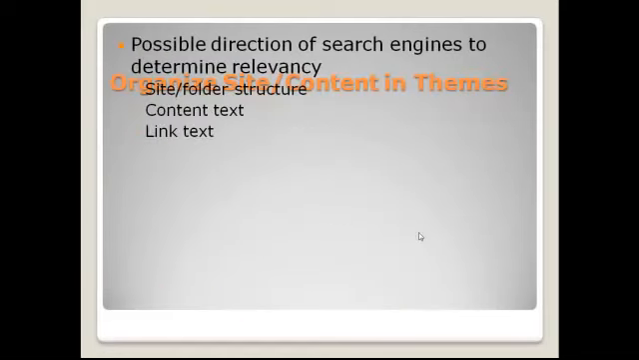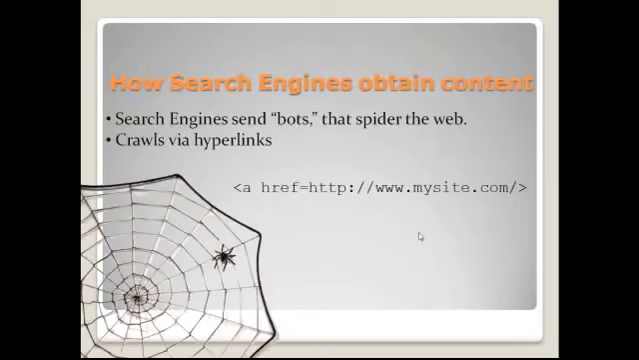Now, a possible direction of search engines is to determine relevancy. It's important to organize site content into themes. It's important to consider site folder structure, content text, and link text. So, how do search engines obtain content? Search engines send bots, which is just a computer program, an algorithm that spiders the web, and it crawls via hyperlinks. So, the example right here, you have just a standard HTML code for what a hyperlink looks like.